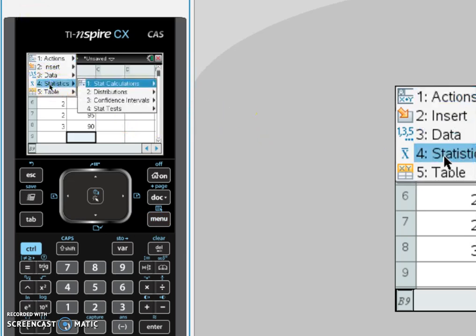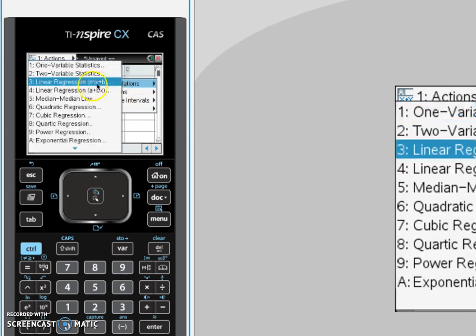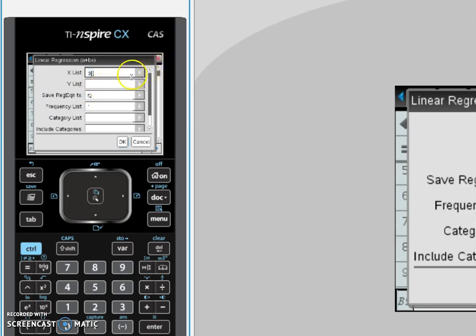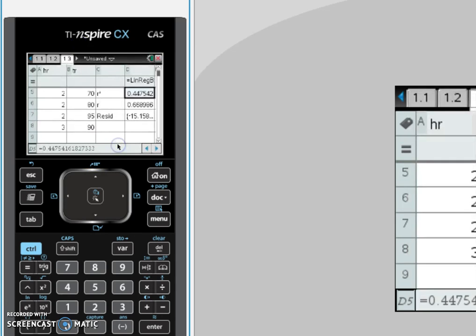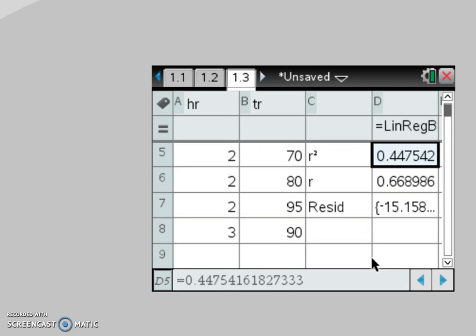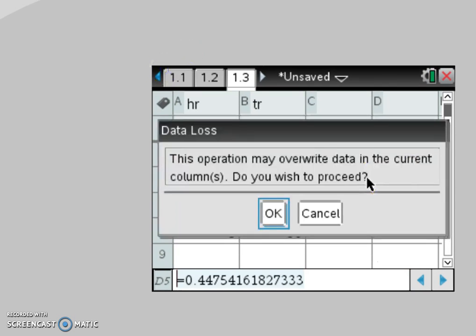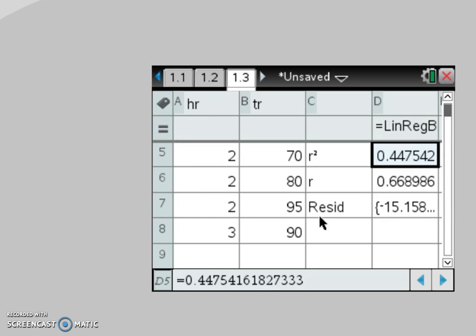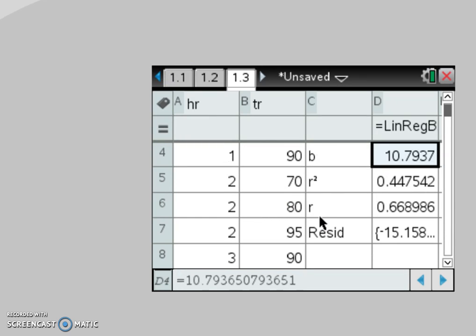Okay, again, the best way I think to get the R value is to go menu, for statistics, stat calculations, linear regression a plus bx, and your explanatory variable is the number of hours studied, and your response variable is the test result. Alright, and what does that give us? It gives us that r squared is 0.4475.